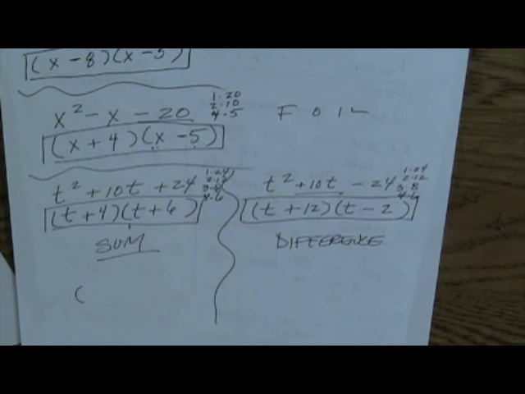So if it's a negative and negative, then the last term changes to a positive. And if it's one positive and one negative, then it's a negative. Right, that last term. Whip out your homework. Let's try some of these.